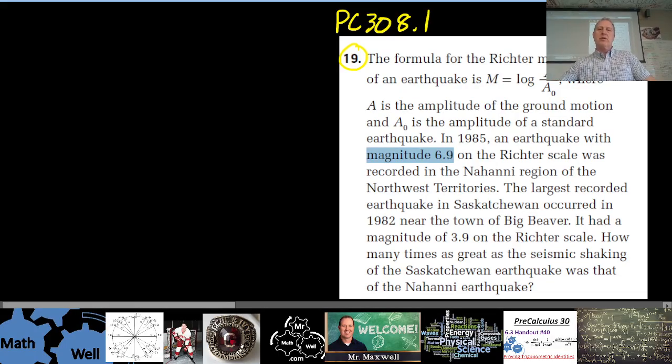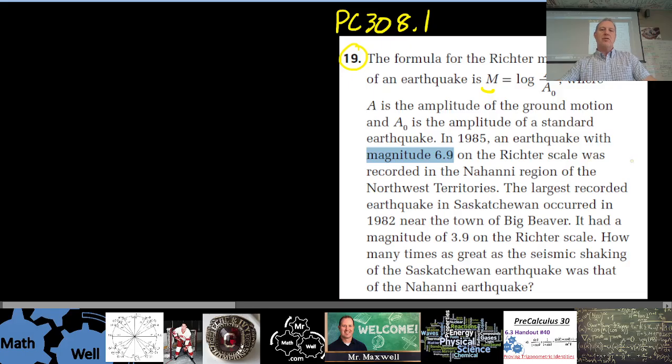First, the formula for the Richter magnitude, the Richter scale for earthquakes, is M, the value, equals the logarithm of A, the amplitude of ground motion for the actual earthquake being measured, divided by the amplitude of a standard earthquake. So what's a standard earthquake amplitude? Well, the ratio is compared to your standard or average earthquake. So as this value grows, it's larger than what would be a standard.